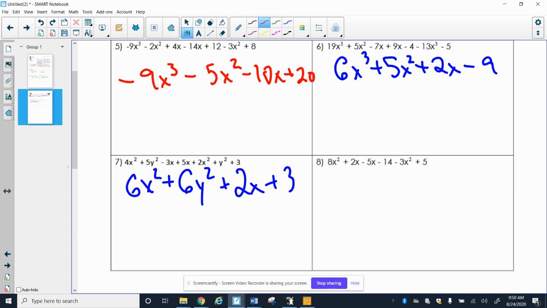Last one, 8x squared combines with negative 3x squared to make 5x squared. 2x minus 5x is minus 3x. And negative 14 plus 5 is minus 9.